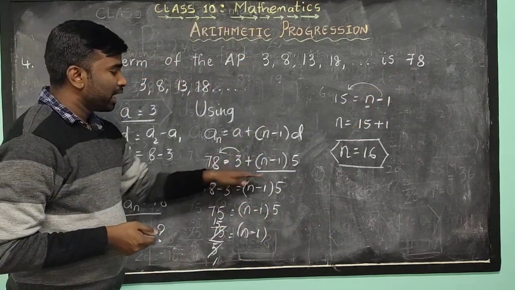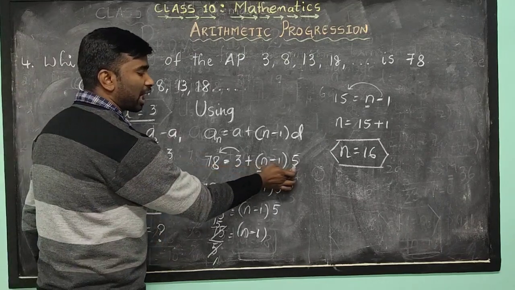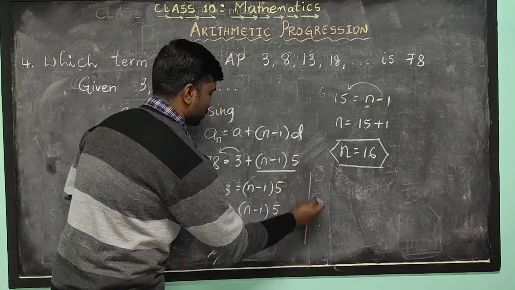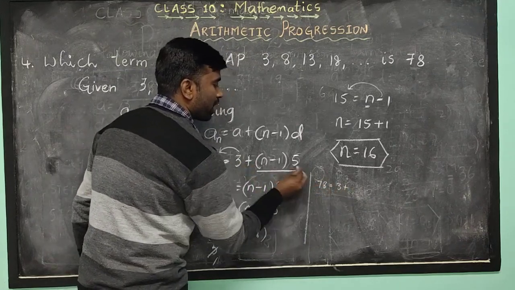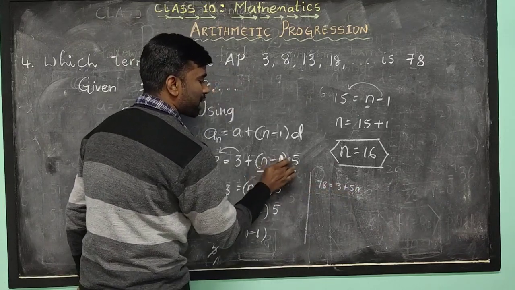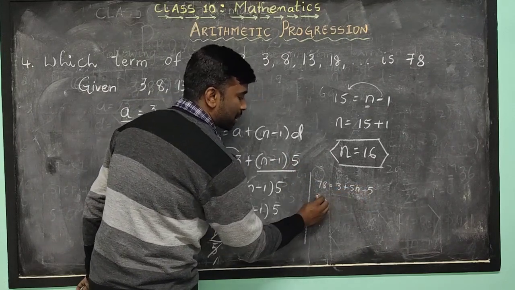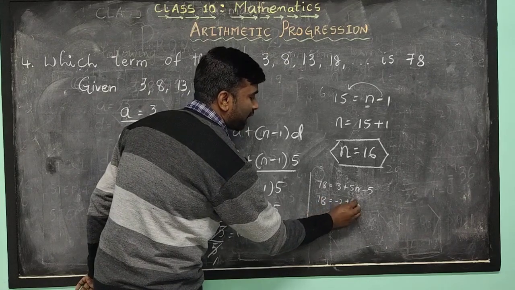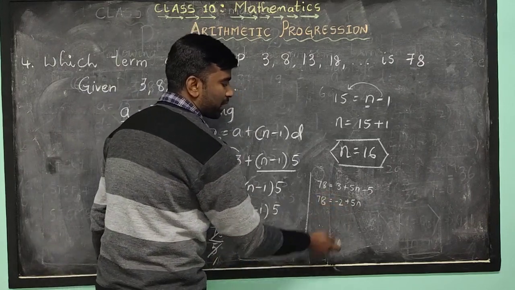In the same way, you can also do it in a different way. Here we can multiply 5 into n is 5n. 78 equals 3 plus 5 into n is 5n. Then 5 ones are 5, plus into minus is minus 5. Now 3 plus minus 5 is minus 2. 78 equals minus 2 plus 5n. In the same way, you can proceed with the steps.